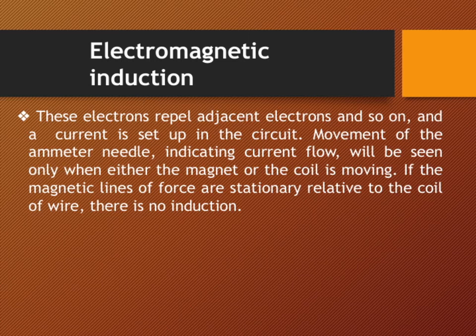Now, these electrons, as they move, repel the electrons next to them and so on, which results in a current being set up in the circuit. You can actually see this in action when the ammeter needle moves, indicating that current is flowing.